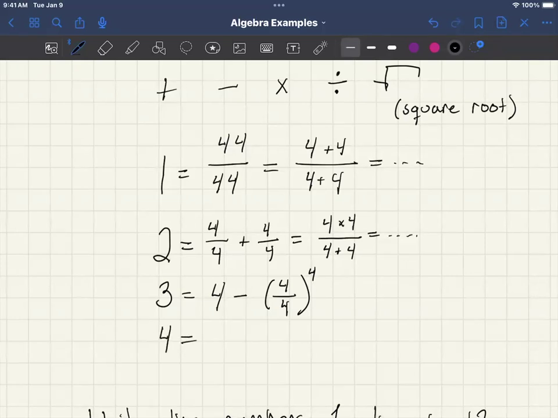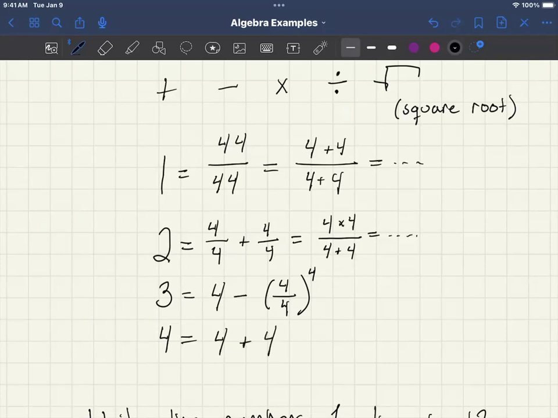All right, last one that we're going to do together, 4. And 4 written with 4 4s. It's kind of cute, isn't it? All right, so for 4, we're going to start off. In this case, let's do 4 plus 4.